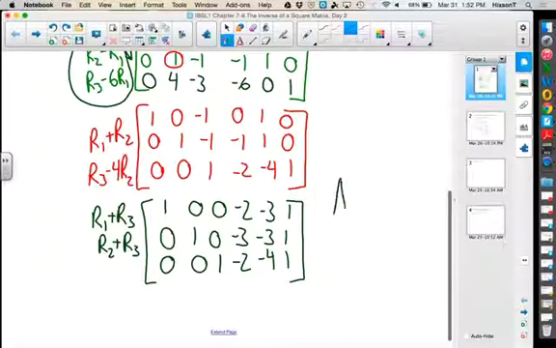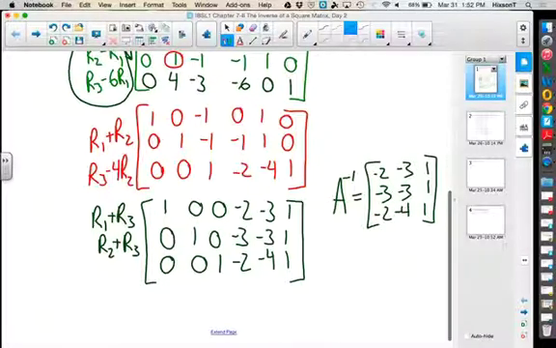All right. So guys, what is our inverse here? The second part of the matrix: -2, -4, 1. All right. So that right there is our inverse. Okay.